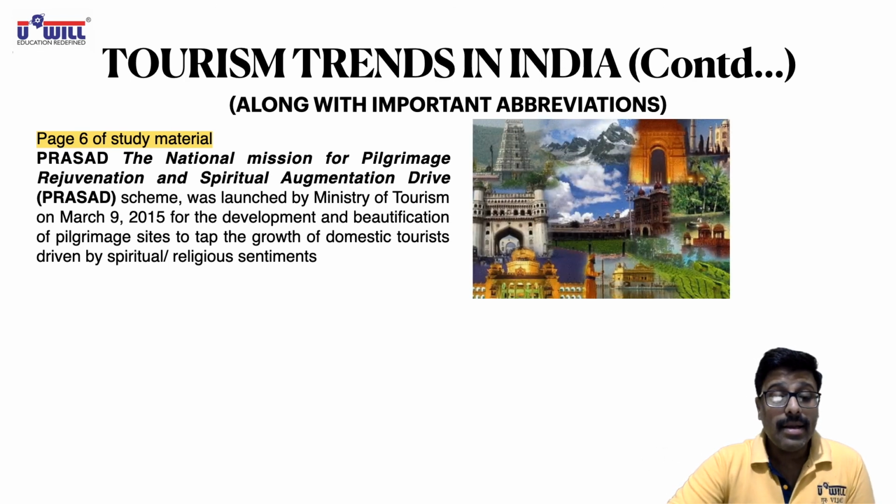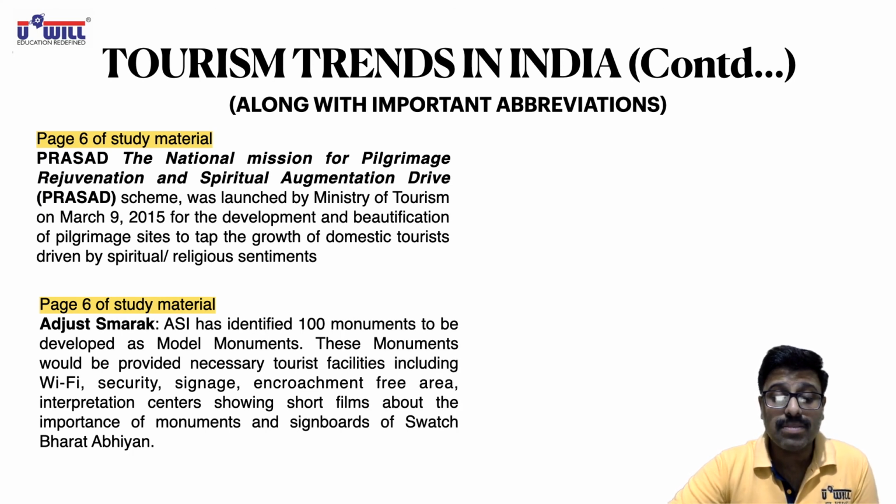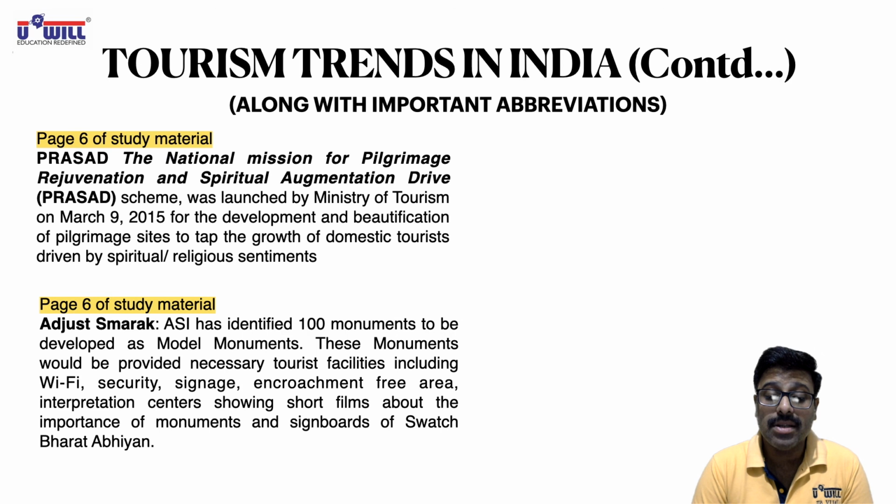Then page 6 of study material, you'll find Adarsh Smarak. Make the correction, I repeat, make the correction: Adarsh, A-D-A-R-S-H, Adarsh Smarak. Now, for Adarsh Smarak, ASI has identified 100 monuments to be developed as model monuments. These monuments would be provided necessary tourist facilities including Wi-Fi, security, signage, encroachment-free area, interpretation centers showing short films about the importance of monuments, and signboards of Swachh Bharat Abhiyan.